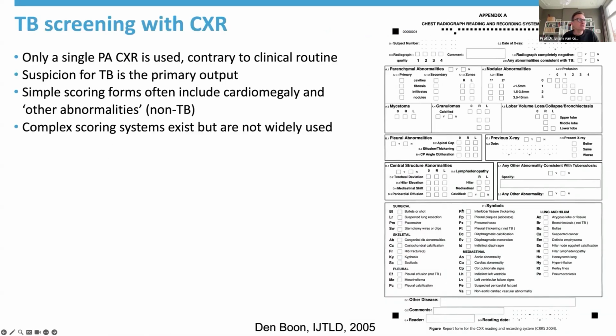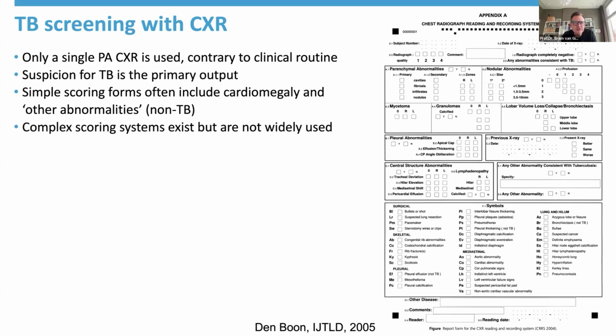But going now to TB screening, you have to realize that TB screening with chest X-ray is a completely different setting. We're not looking at two views. We're only looking at a single posterior-anterior chest X-ray. We don't compare to prior images. And in the case of TB screening, suspicion for TB is really the primary output of the exam.